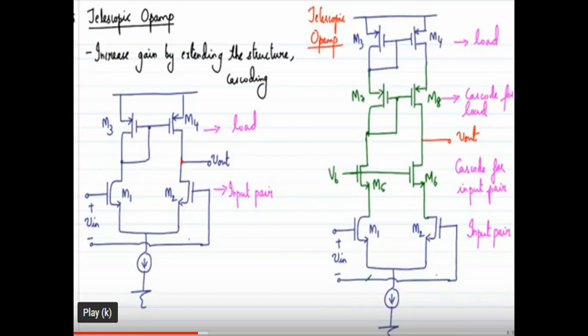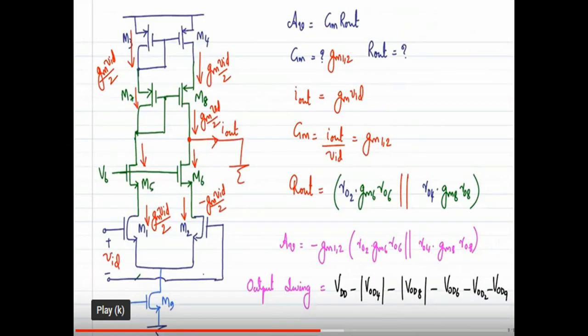Okay, next we go for the gain expression for the telescopic opamp. How to find it? We already know that the gain is Av = Gm times Rout. So we want to find Gm and Rout, and then only can we find the gain of the telescopic opamp. So how to find Gm? To find Gm, first we ground the Vout terminal of the telescopic opamp.